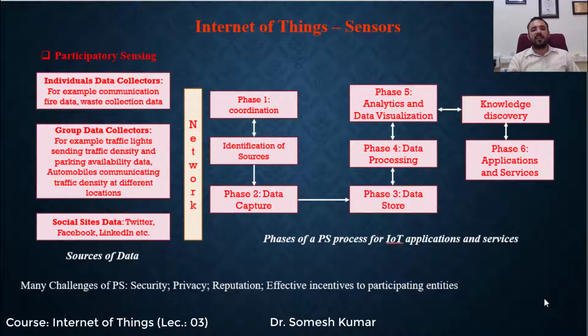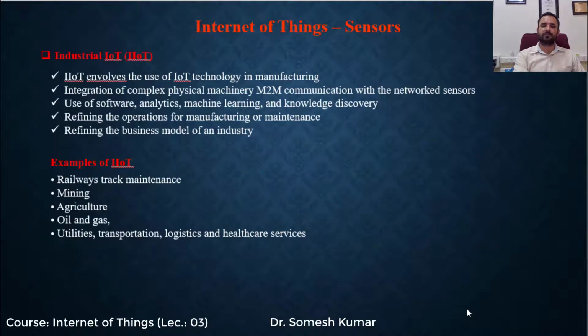So there are various challenges in participatory sensing. The challenges are security, privacy, reputation, and effective incentives to the participating entities. So these are some challenges of participatory sensing. So next one is our industrial IoT. Industrial IoT, IIoT, basically involves the use of IoT technology in the manufacturing sector.